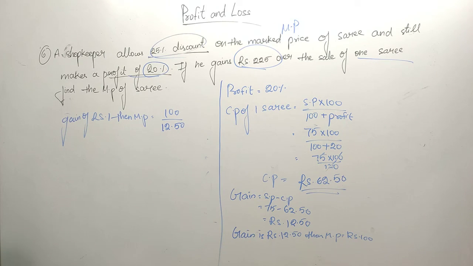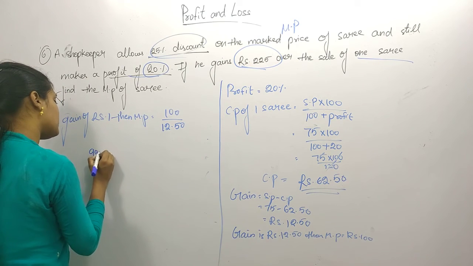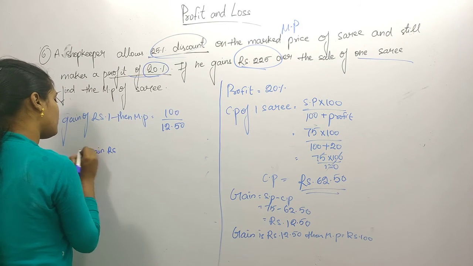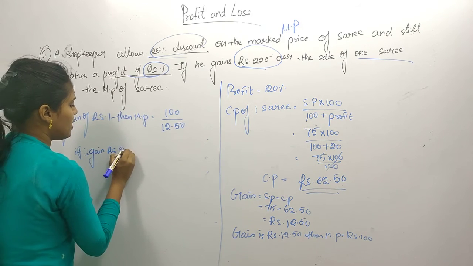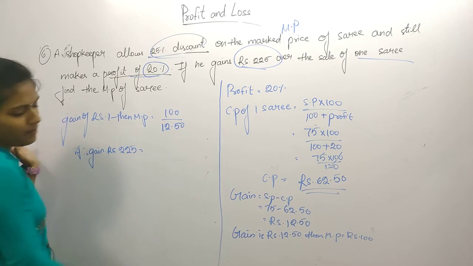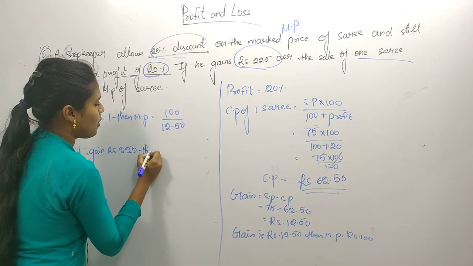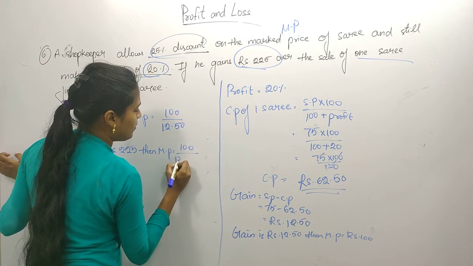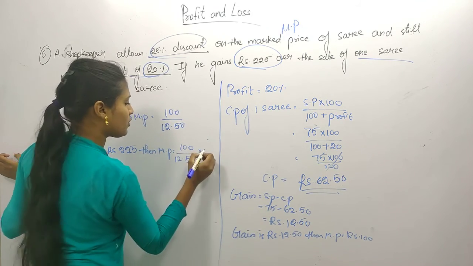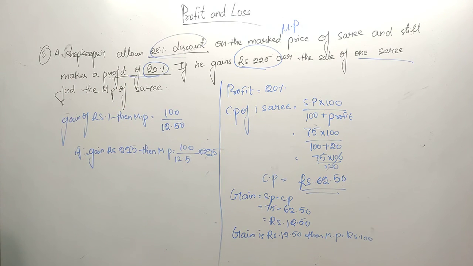Then after that, what will we do? If the gain is this much, it is given in the question: gain is rupees 225. Then what will the market price be? You have to find out the market price. Market price is equal to 100 by 12.5 into 225.